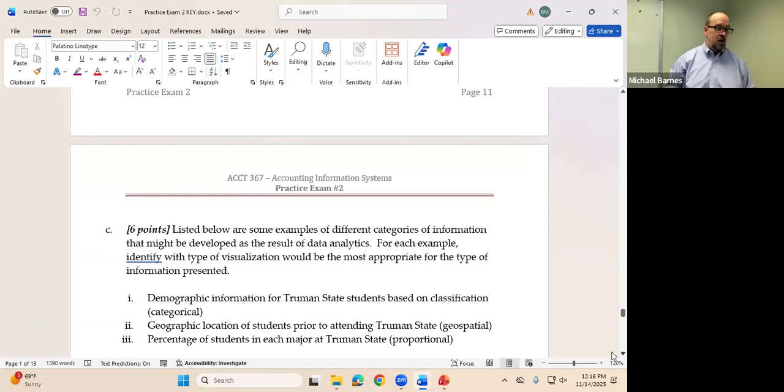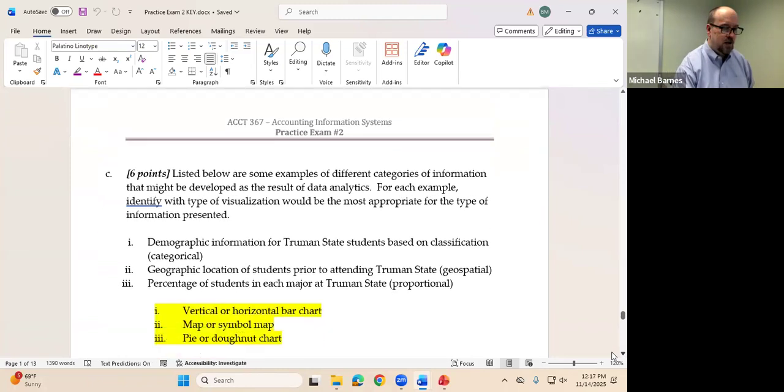Okay. Then geographic location of students prior to attending Truman State, which is geospatial. That's pretty obvious. That should be a map, okay? That would be a map or a symbol map. And percentage of students in each major at Truman State, which is a proportional representation. Proportional representation, pie or donut charts, whichever one you prefer, okay?